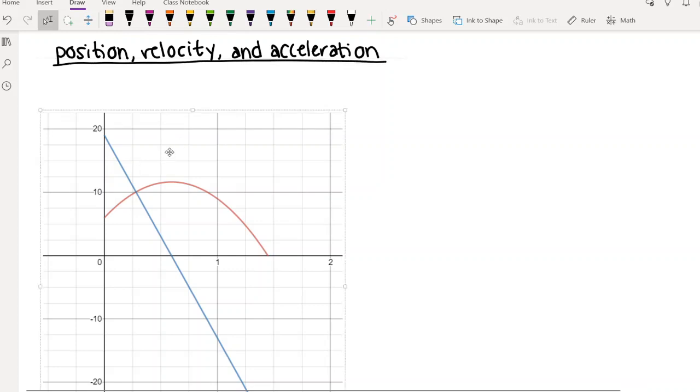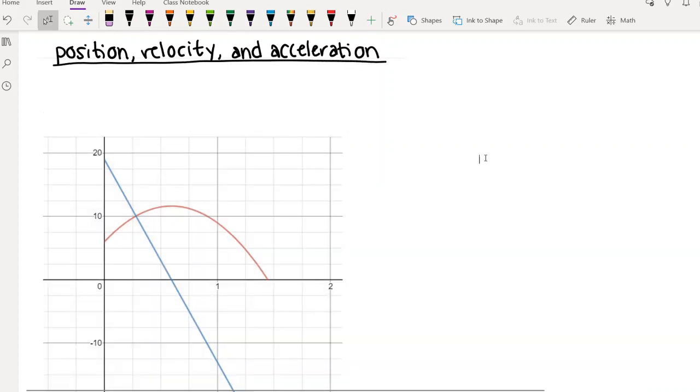So let's say that we have a function. I know there's multiple functions here, but we're going to be focusing on this function that's graphed in red. So I'll just write it in red.